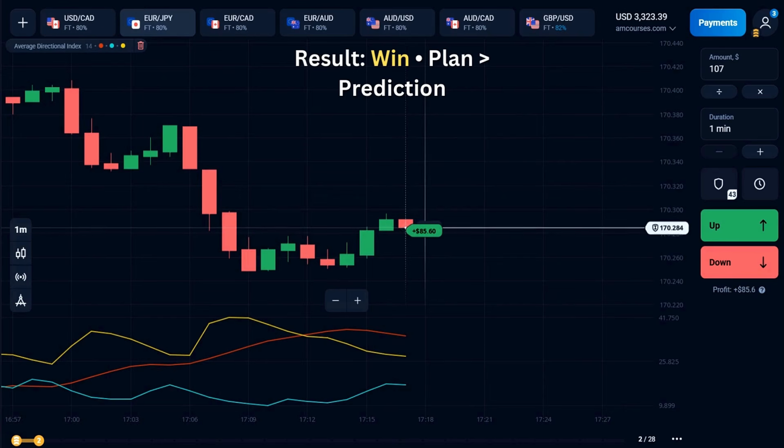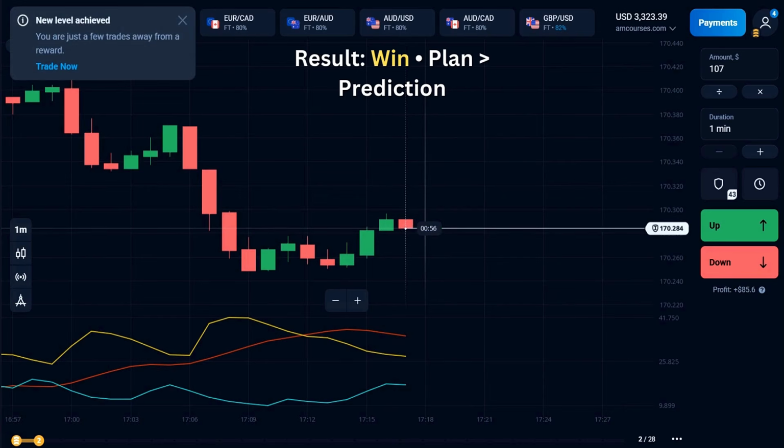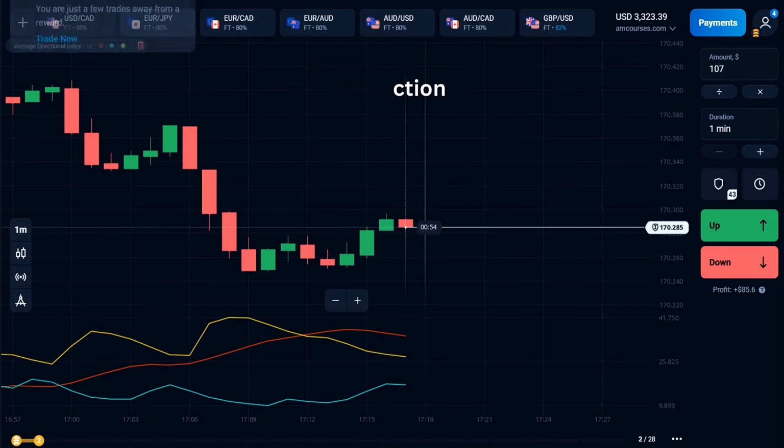Not every setup will win. That's normal. What matters is following the plan. Wait for the cross, confirm with the candle close, enter on the next candle, and keep risk small.